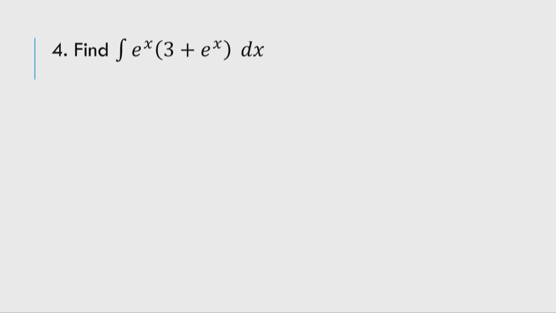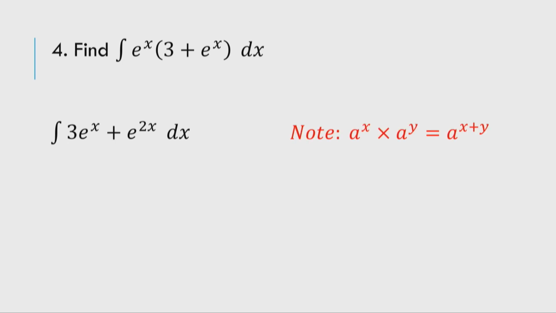Example 4. Find integration of e to the power of x into 3 plus e to the power of x with respect to x. First, we are going to expand to get integration of 3e to the power of x plus e to the power of 2x with respect to x. Here we have used the law of indices where we add the powers of the same base when we multiply. Integrating, we get 3e to the power of x plus e to the power of 2x divided by 2 plus c.